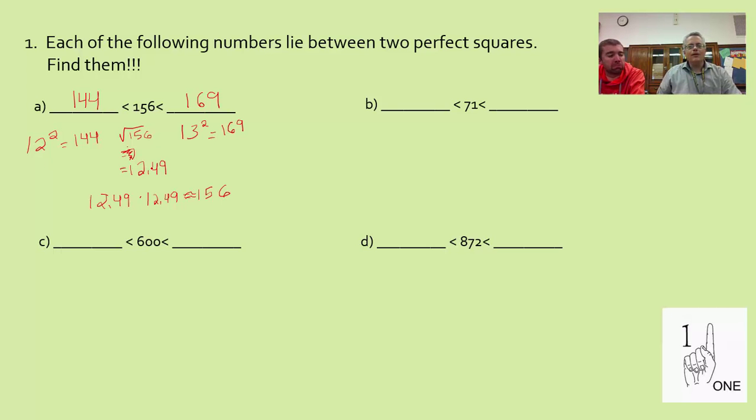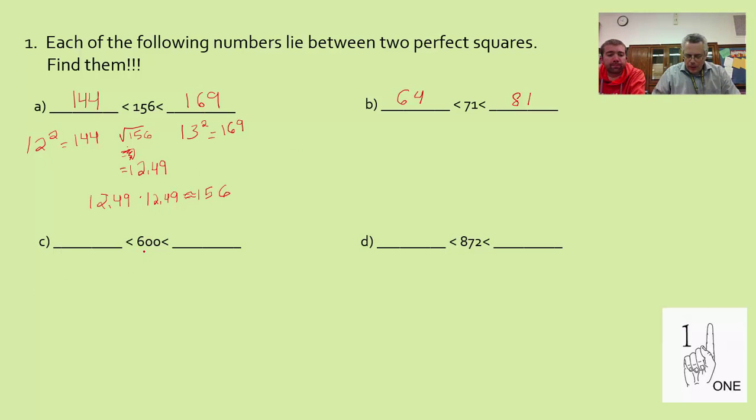All right, so this is one last time because I know this confuses people. 12 squared is 144. 12.49 squared is 156. 13 squared is 169. All right, let's try 71. This one we just guess at. If you think about it, 8 times 8 is 64 and 9 times 9 is 81, so those are the perfect squares that surround 71. So if it's a small number, maybe we don't need the square root. But look at 600. I don't even know where to begin.